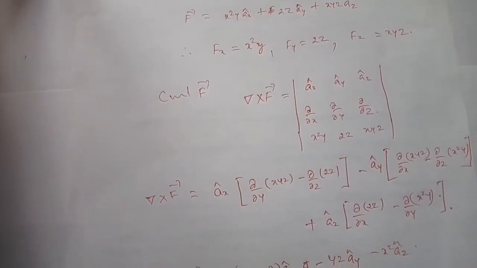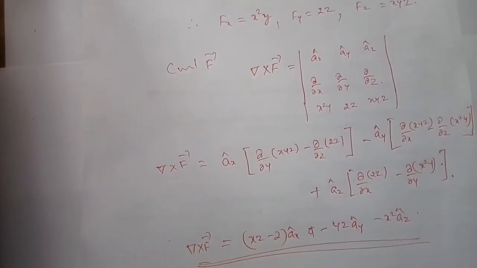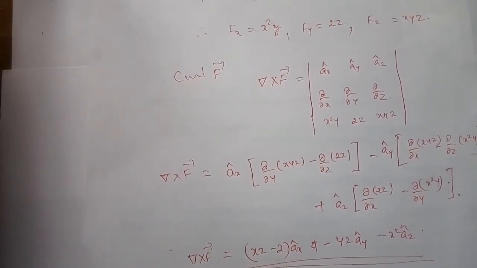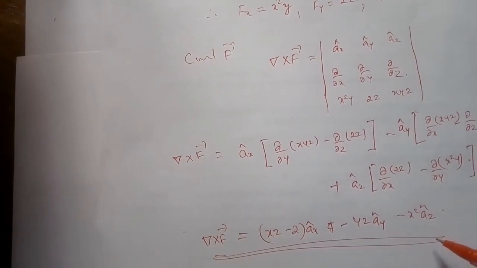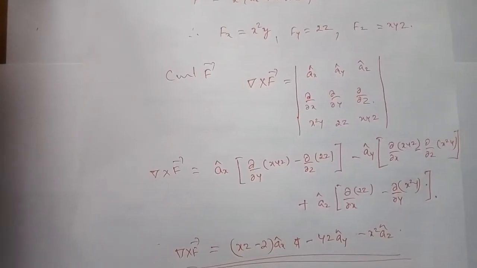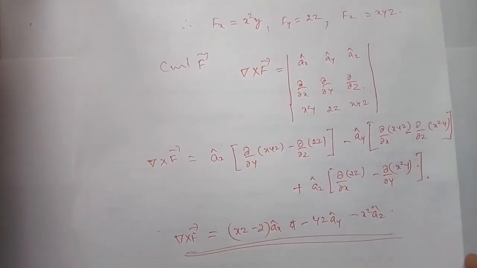So this is how you can find out curl. Suppose the point is given, then the suitable values have to be substituted. If you substitute the x, y, z values, then at the given point you can find out the curl of the vector. Let us see the next type of problem.